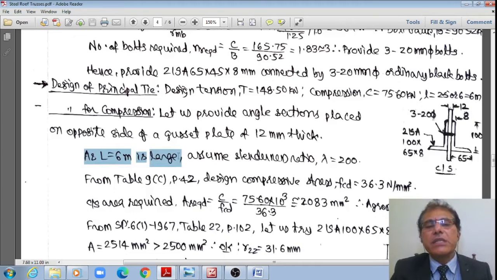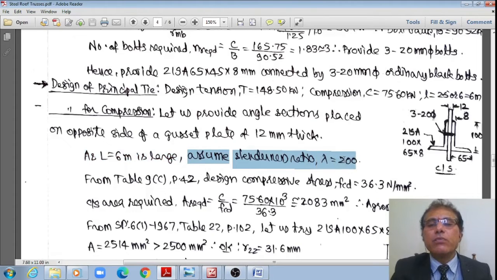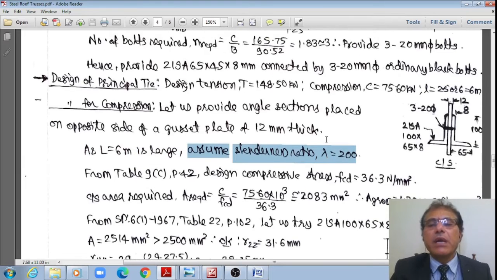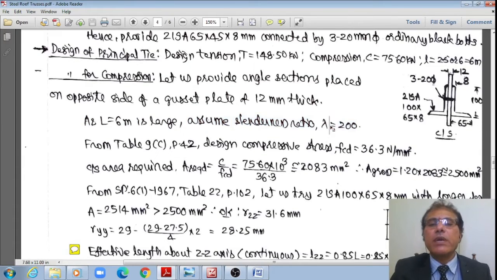The 6 meter is too large, almost roughly 19 to 20 feet. Therefore, I need to assume a large slenderness ratio, almost double that of the previous case. Please make a note, student, I am assuming not just 100. In the previous case, I assumed 100 because that length was hardly 2.25. However, now the length is almost 6 meter, roughly 2.5 times more. Therefore, I am assuming a slenderness ratio of 200 from my past experience.